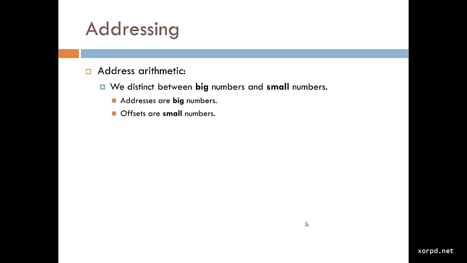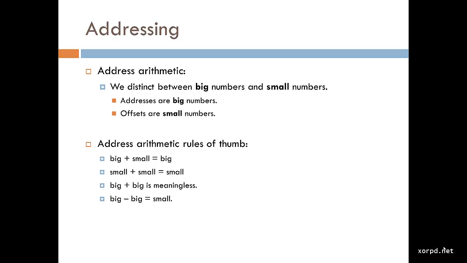Addressing. Address arithmetic. Just like we've talked about years, we can talk about addresses. In addressing, we distinguish between big numbers and small numbers. Addresses are considered to be big numbers, and offsets are considered to be small numbers. Again, there might be a big offset, an offset that looks like something big, but we just use the words big and small as a general notion. It doesn't mean that the number is actually small or big. We just treat addresses as big numbers and offsets as small numbers.